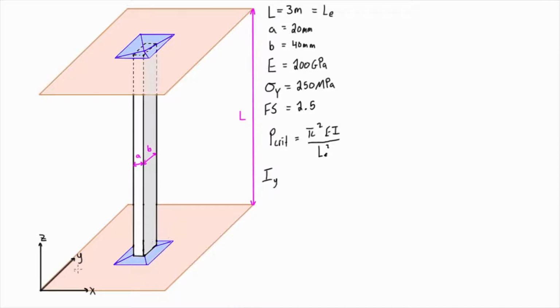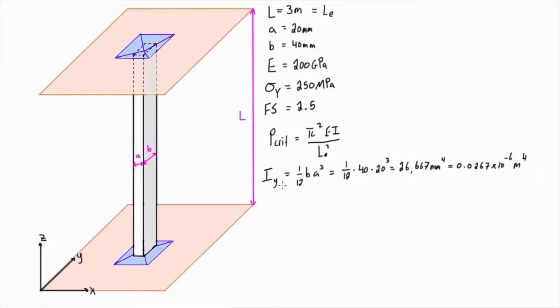So for Iy, basically the moment of inertia about the y-axis, this is going to be equal to 1/12 times b times a cubed, right? Because when we're looking at this about the y-axis, if we normally think about this as 1/12 base times height cubed, this a kind of becomes our height. So we can plug in the values and we get 0.0267 times 10 to the negative 6 meters to the fourth.